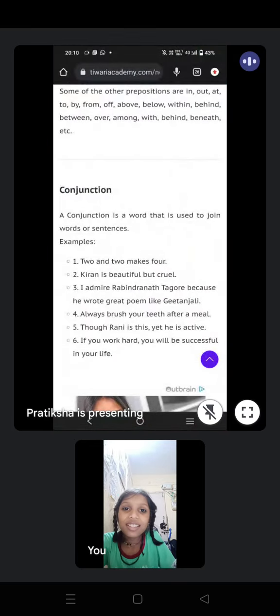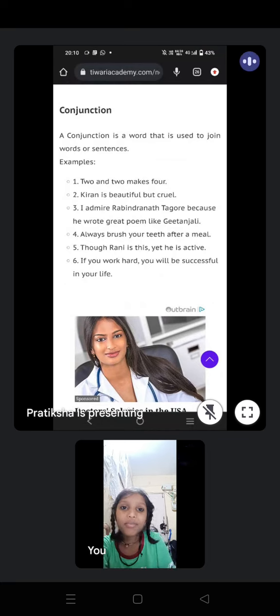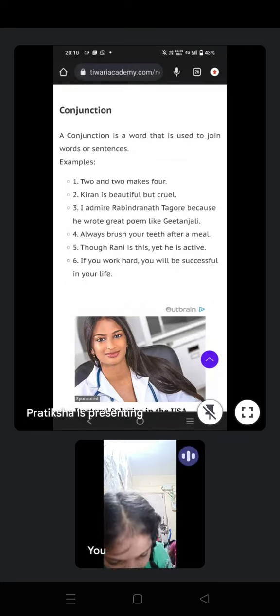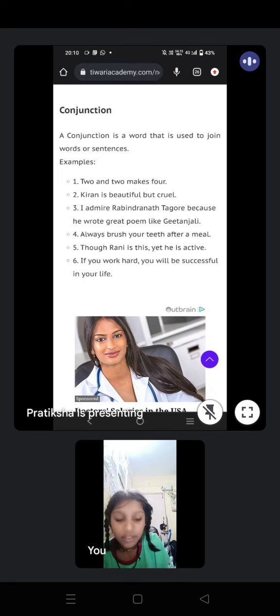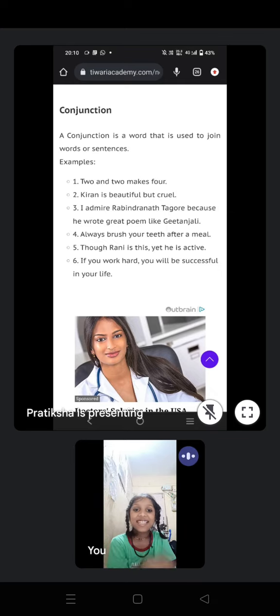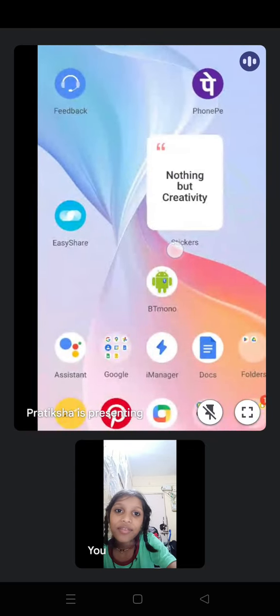Can you see my screen? Yes, ma'am. From where to start? Conjunction. First, write on the headline. Write on the red line. How many parts of speech have we discussed? Ma'am, six, right? Only six. Okay, so what number will you give it? Seven. Okay, seven. And you have to write all the six sentences, okay? So write it fast. One second, I am adjusting my brightness.